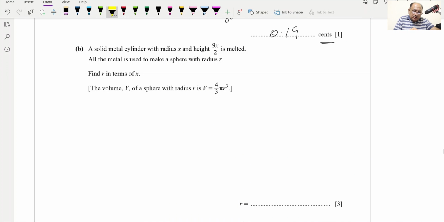B part, a solid metal cylinder with radius x and height 9x by 2 is melted. All the metal is used to make a sphere with radius r. Find r in terms of x. The volume V of the sphere with radius r is V is equal to 4 by 3 pi r cubed. So the volume formula is provided.